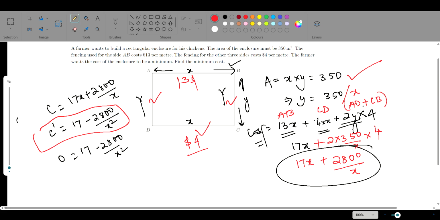Okay, let me just check. So that means x is 17. And then put minus 2,800 over 17 squared. So 17 minus 2800 over 17 squared. Oh, okay, minus 809.